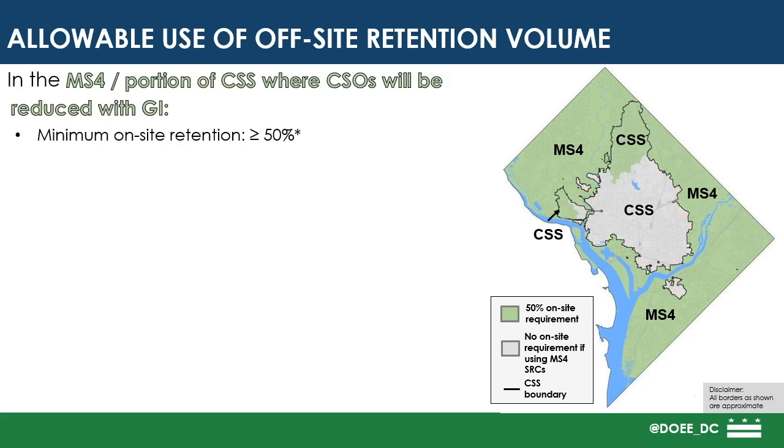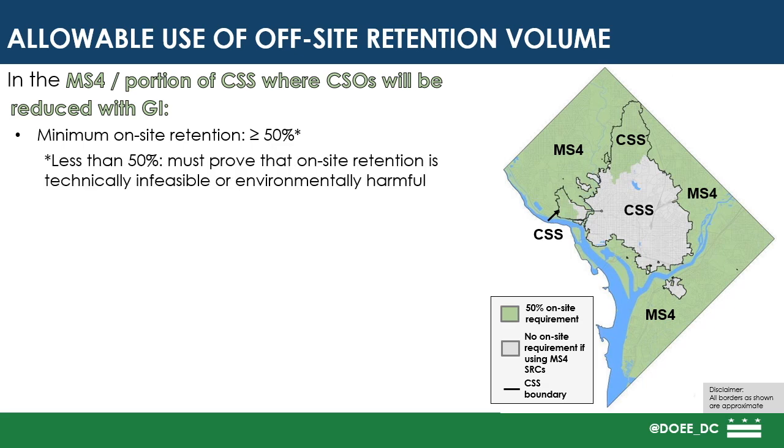If your project is within the MS4 or the green CSS areas, you must meet at least 50% of your SWRV on site before you can choose to have an Offv. To retain less than 50% of the SWRV on site in the MS4 or green CSS, you must have relief from extraordinarily difficult site conditions which demonstrate that on-site GI is technically infeasible or would be environmentally harmful. Any Offv as an offsite option must be met using SRCs from the MS4 in the MS4 and green CSS areas.